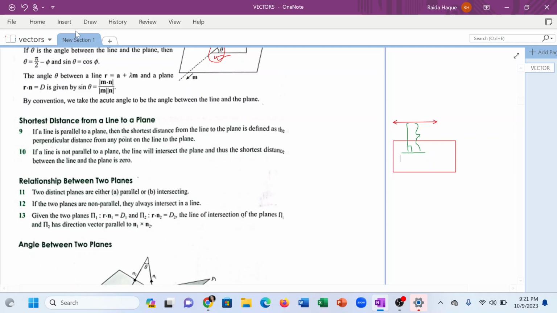Or we had a third scenario where they were intersecting. So where it was intersecting, let's say it was like this. The line came, pierced the plane, and then went back out of the plane. So in that case, since it is intersecting, what is the shortest distance? Obviously, then the shortest distance will be 0.